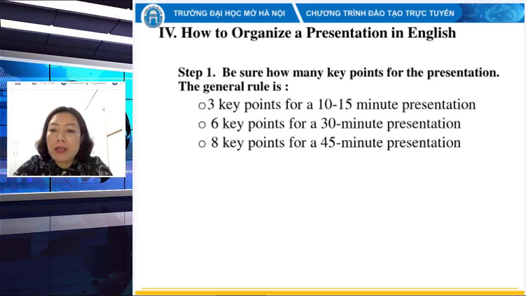Making a presentation here depends on the key points. If you have got 3 key points, the presentation should last 10 to 15 minutes. If it has 6 key points, it lasts 30 minutes. And 8 key points should last for 45 minutes. Okay, so your presentation should have 3 key points and you should present in 8 to 10 minutes. That's okay.